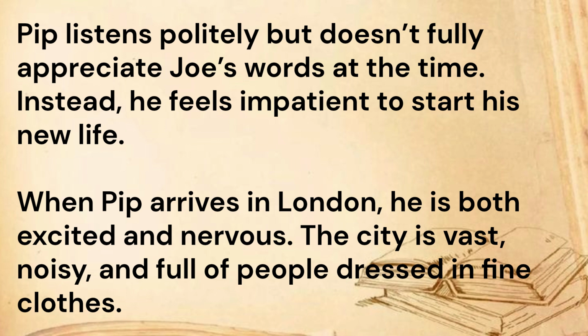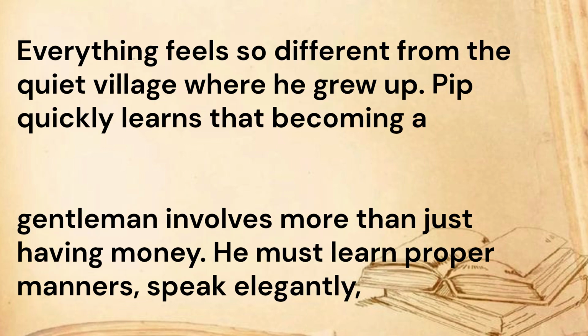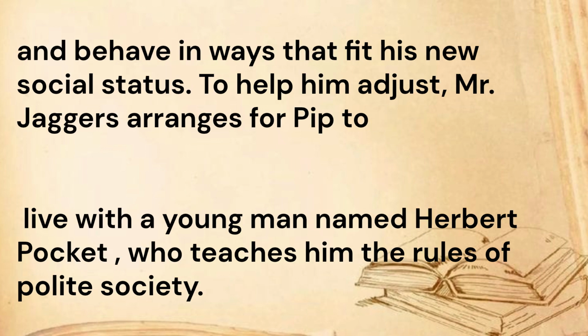When Pip arrives in London, he is both excited and nervous. The city is vast, noisy, and full of people dressed in fine clothes. Everything feels so different from the quiet village where he grew up. Pip quickly learns that becoming a gentleman involves more than just having money. He must learn proper manners, speak elegantly, and behave in ways that fit his new social status.